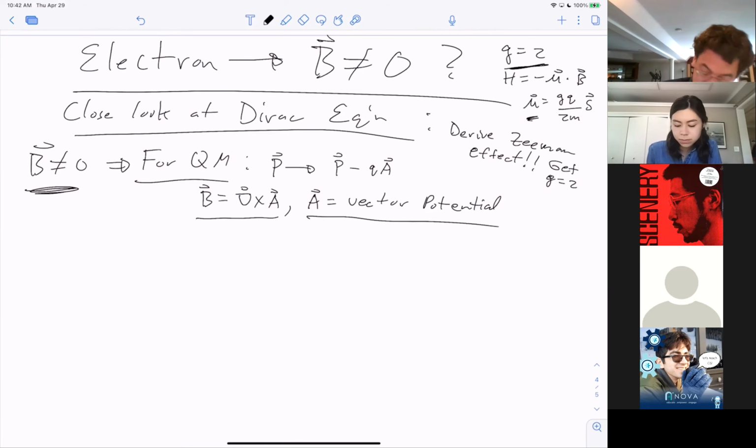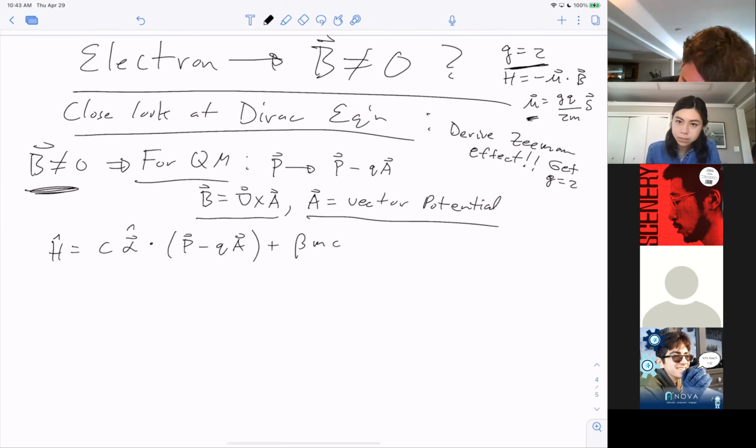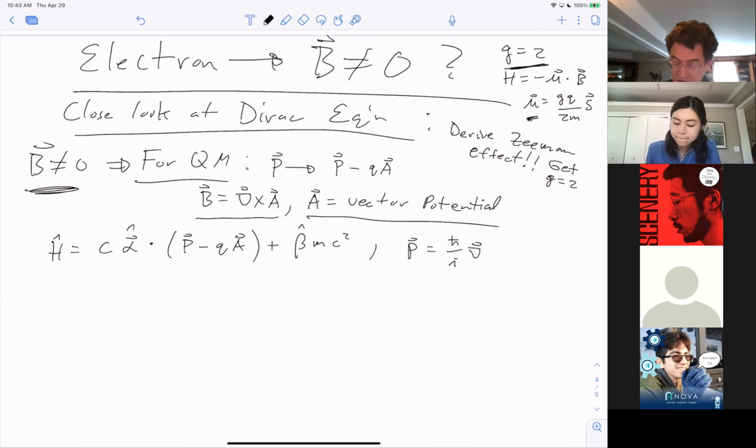So what does an electron do in a magnetic field if it's relativistic? Well, let's solve the Dirac equation. In the Dirac equation, we say the Hamiltonian of that electron is equal to c times alpha, these weird 4x4 matrices, dotted into P, but now P gets replaced by P minus qA, and then plus beta mc squared. P, of course, is our old friend, minus i hbar del. So that's the Hamiltonian for the electron in the magnetic field.